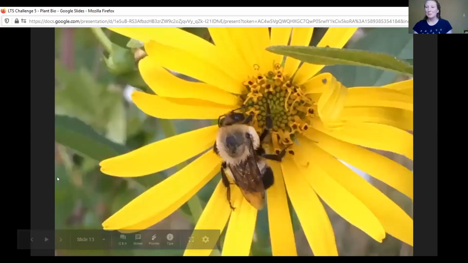So why is it that we need to do the work that folks in ecological restoration and conservation biology need to do? Well, it's because we depend on nature for so many things. This here is a native wildflower. It's called a cup plant. And this is a little bumblebee that's trying to get nectar from that flower. And bees are super important because they pollinate all of our food. We wouldn't have food if it weren't for the bees.